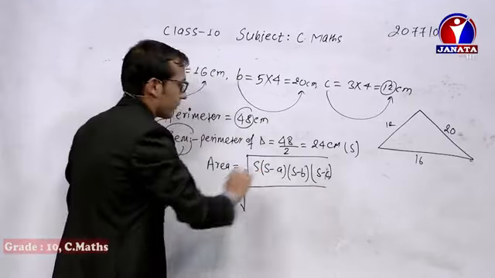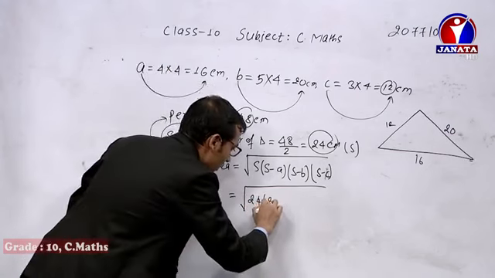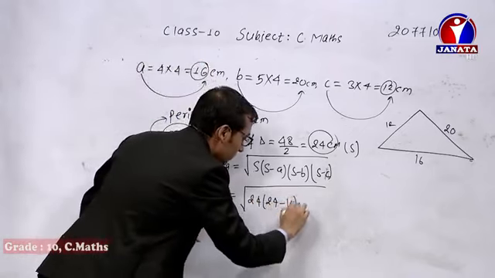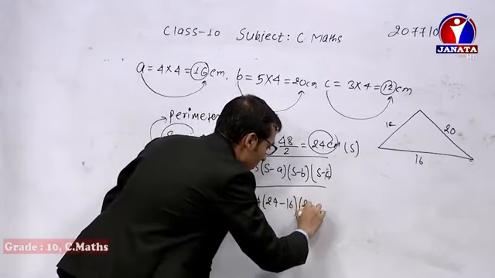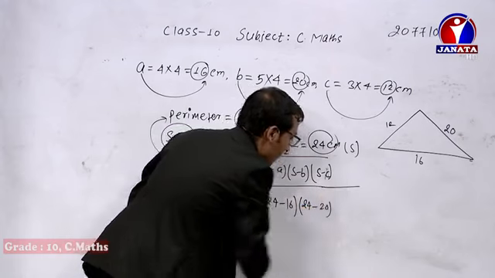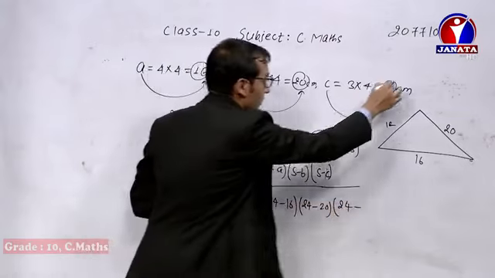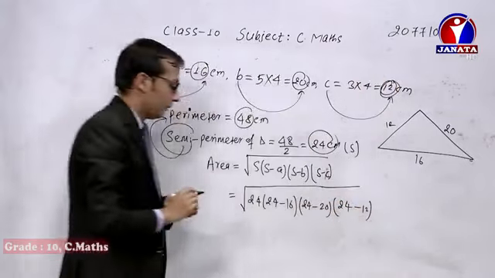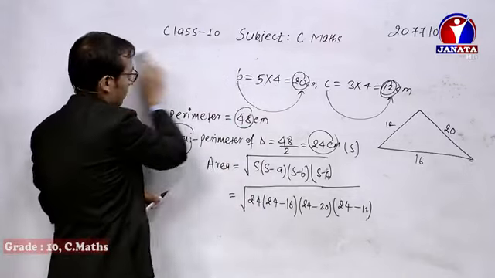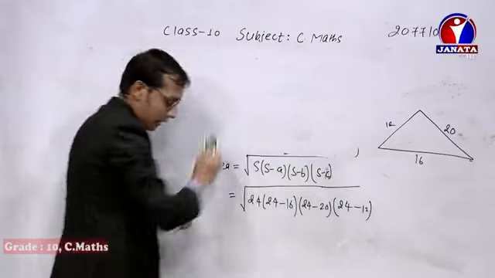What is S? Semi-perimeter is 24 times S minus A. So 24 minus, what is A? 16, times S minus B. 24 minus, what is B? 20, times what is C? 24 minus C is 12. Now we can simplify this. Let me write on the top of the board.